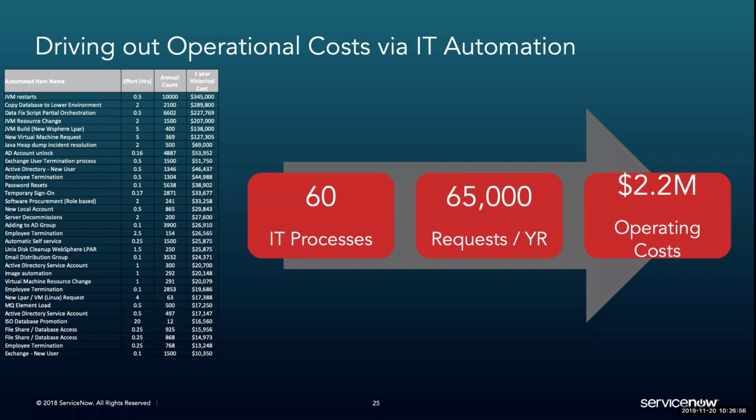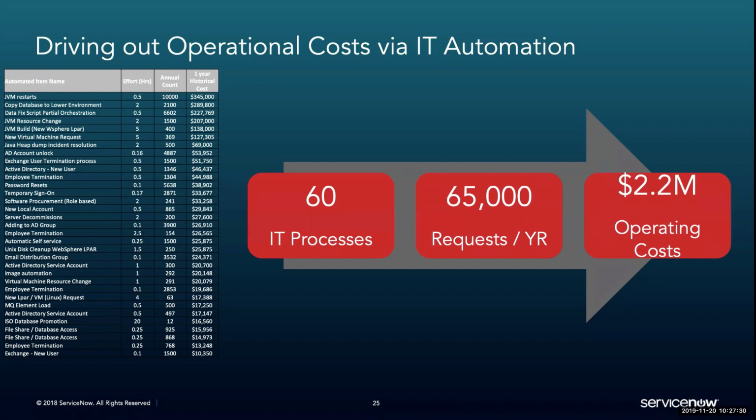So this is a business case made by one of our customers. It was not my business case for ServiceNow automation as a customer. What they did is they took all of the things they're getting requested to do, whether that be requests coming in from the service desks or requests coming in for their engineering team. They came up with 60 processes, which was 65,000 requests a year, and that turned into $2.2 million worth of operating costs.